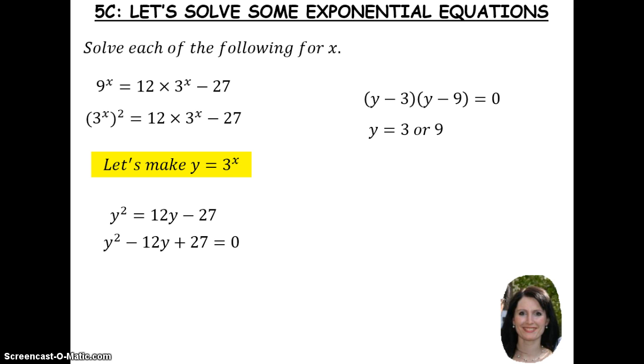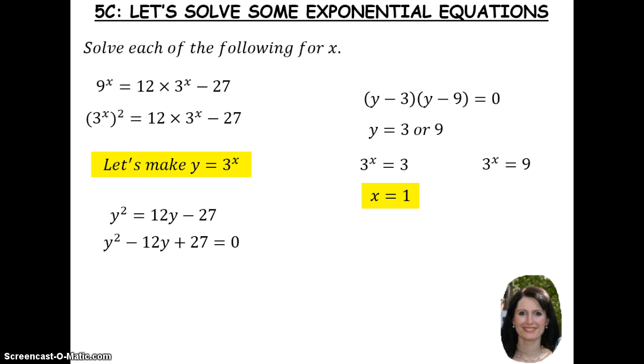Now, a lot of people will stop right there because they'll say that they've solved for the pronumeral, but don't be fooled, because y actually has nothing to do with the original equation. We're trying to solve for x. We've just put the y in to make that easier. We now need to go back and see what 3 to the power of x equals. y is 3 to the power of x. So 3 to the power of x equals 3. And 3 to the power of x equals 9.